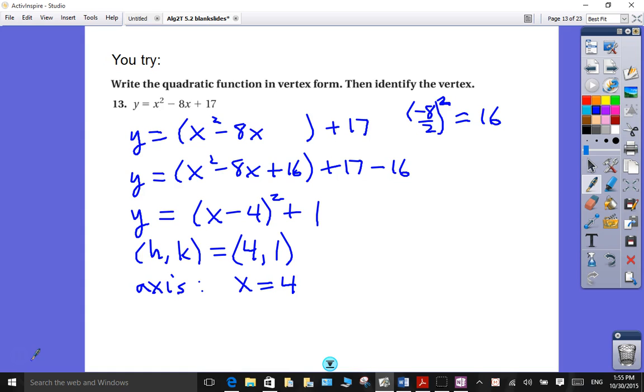If I ask what's the axis of symmetry, and you say 4, sorry, 4 is not a line. X equals 4 is a line. You've got to have the x in there, because you may think it's y equals 4, and now you've got a horizontal line, and that's not an axis of symmetry.